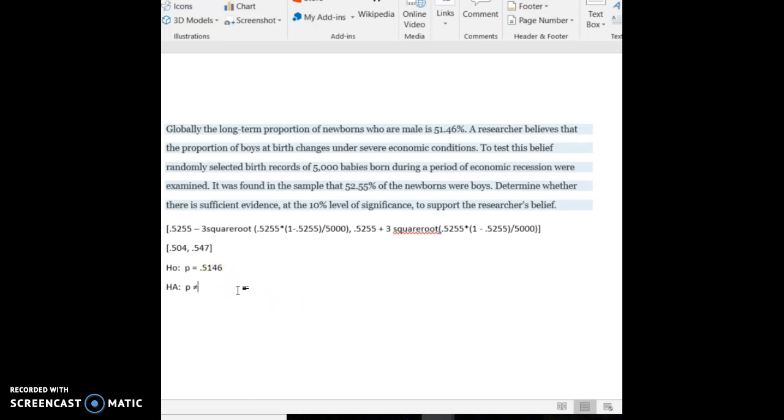Word seems to be stuck here. There we go. Okay, so we've got our two hypotheses.